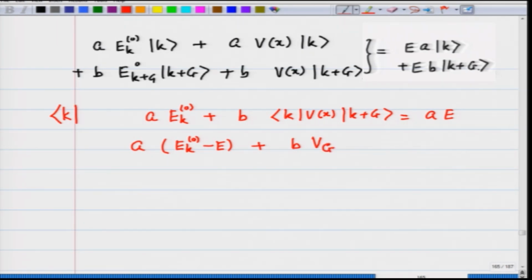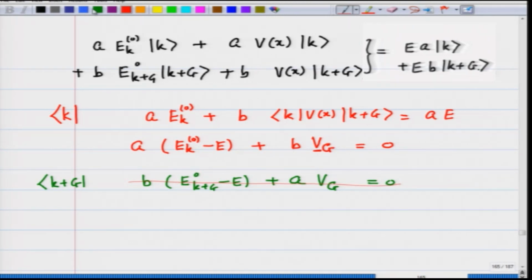Let us see, k should be equal to v, it will be v minus g is equal to 0. Similarly, if I take the expectation value with k plus g, I will get b times E k plus g 0 minus E plus a V g is equal to 0. Let me rewrite this, bringing a first. So, I will rewrite this as a V g plus b times E k plus g 0 minus E is equal to 0, the same equation.